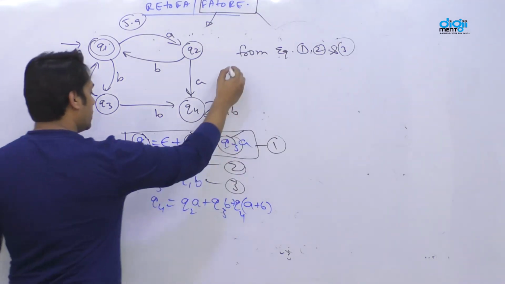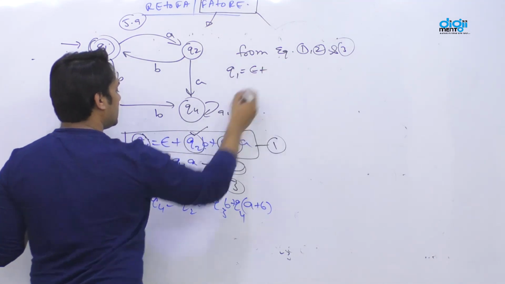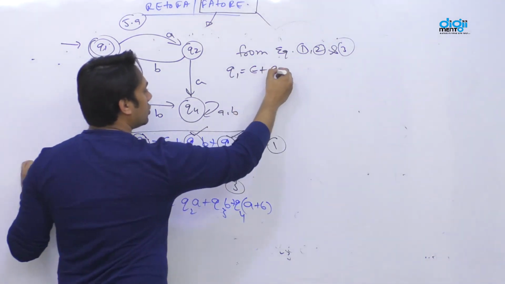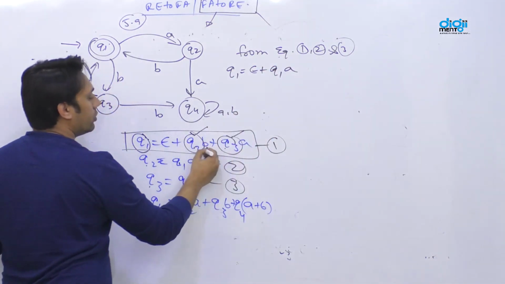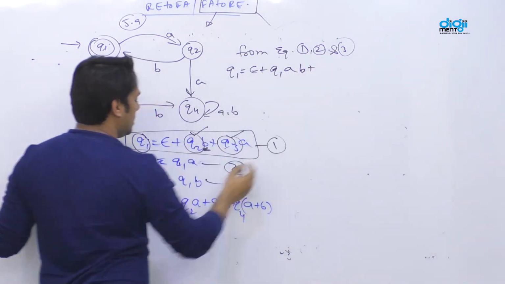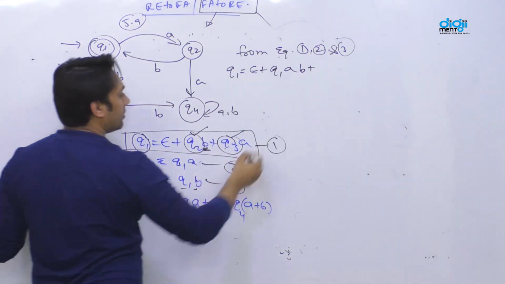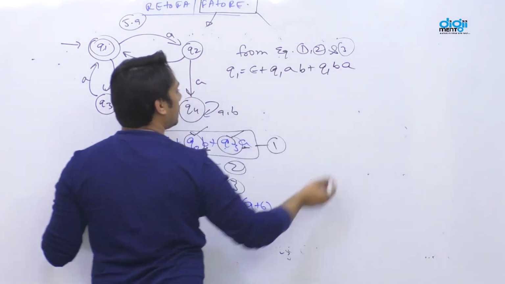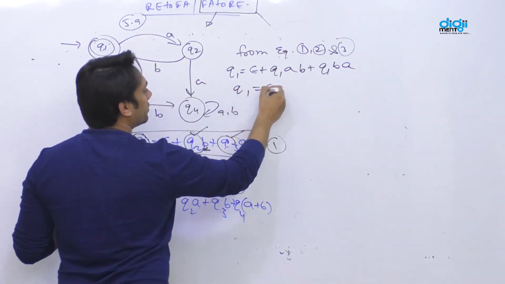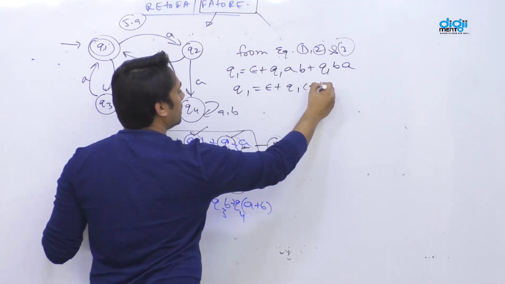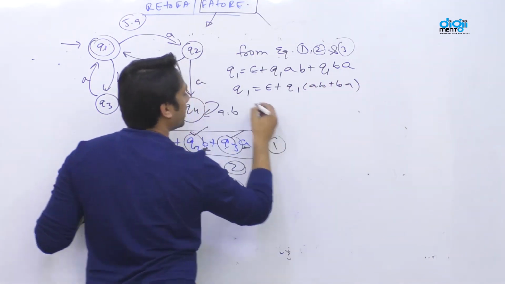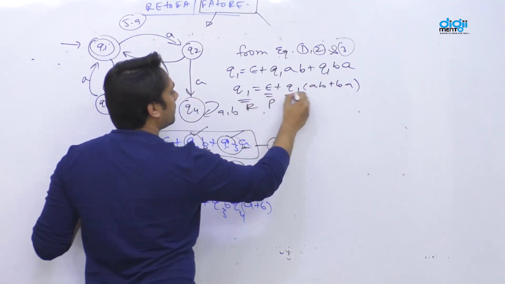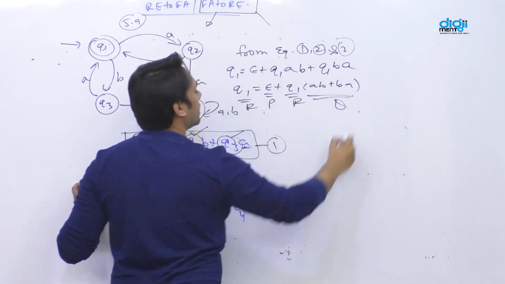So you can see Q1 is equal to epsilon plus the value of Q2 is Q1A, and here already B was there, plus the value of Q3 is Q1B, and here already A was there. So I can also write as Q1 is equal to epsilon plus Q1, which is AB, plus BA. So again this is R is equal to P plus RQ, which is Arden's method.